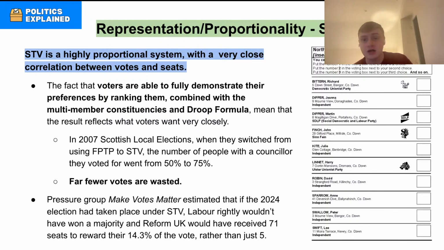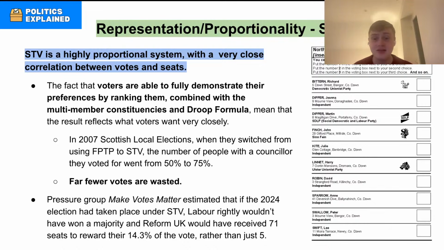In 2007, when it was used for Scottish local elections, when it switched from first past the post to STV, the number of people with councillors that they actually voted for went from 50% to 75%. Far fewer votes are wasted because the system can see what people actually want, because they're ranking their preferences, and the Droop formula, combined with these multi-member constituencies, results in a very proportional result.